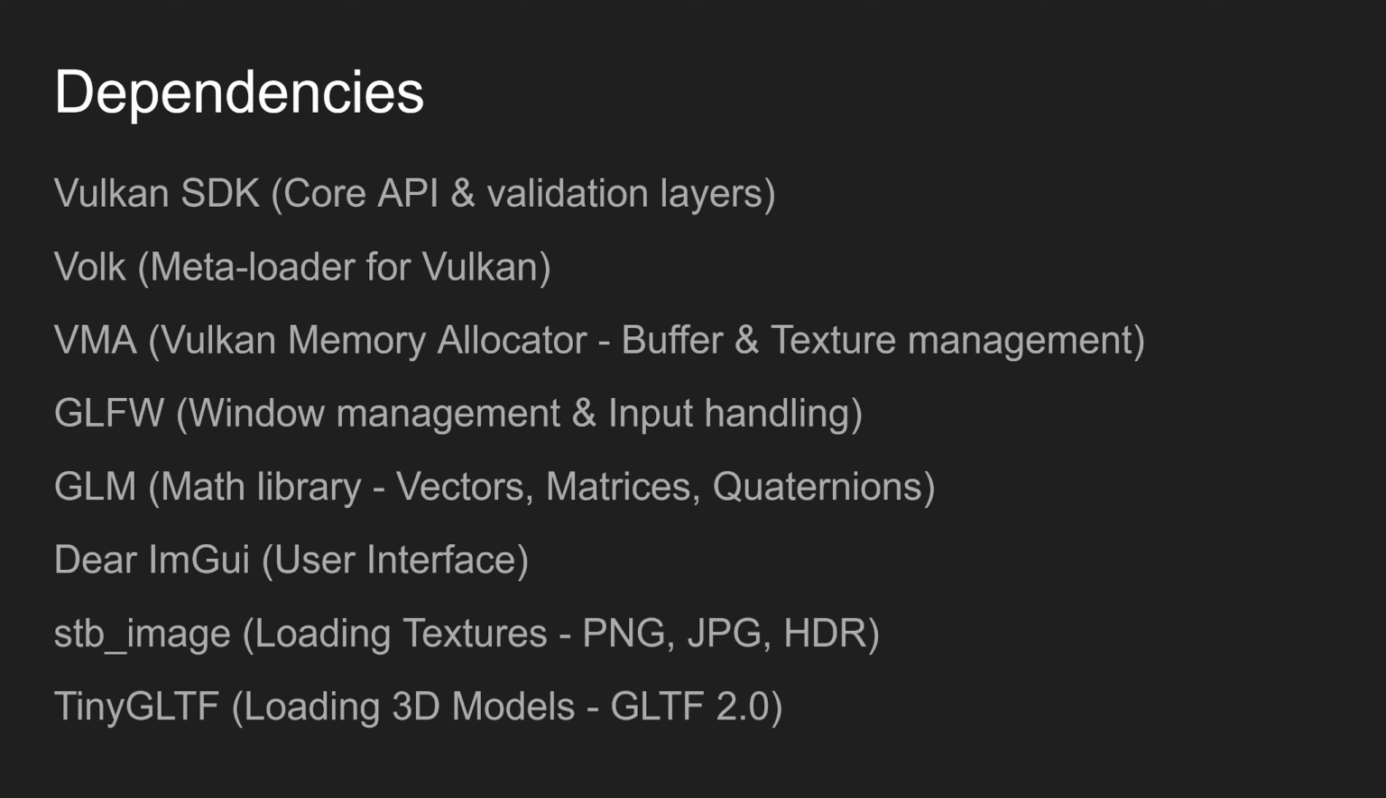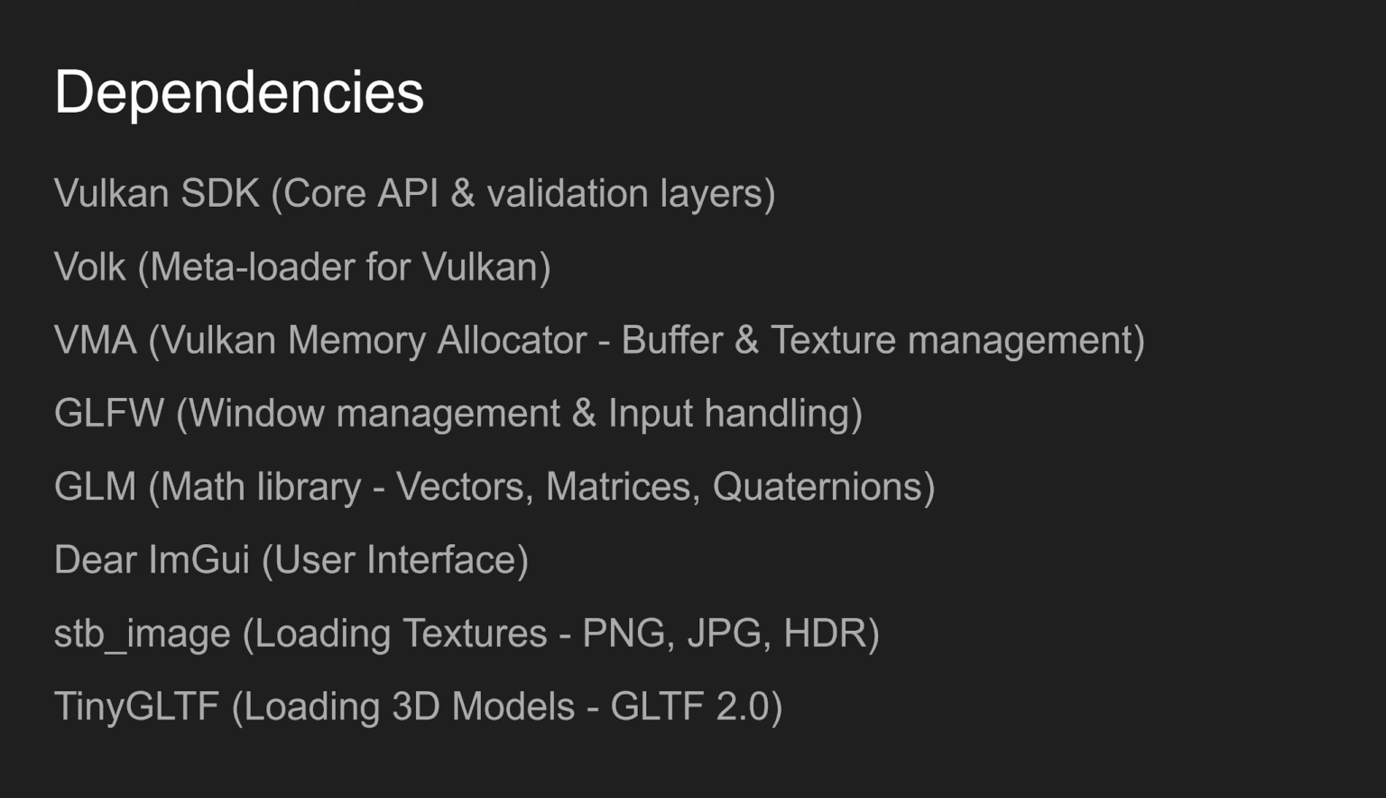So the dependencies I'm using to create VKEngine are obviously the Vulkan SDK with the validation layers, the Volk loader to load all of the extensions without having to use function pointers. I'm going to use the Vulkan Memory Allocator from AMD for buffer and texture management on the GPU. And I'm using GLFW for window management and input handling. I'm using GLM for the mathematics library, Dear ImGui for the UI, stb_image to load textures, so PNGs, JPEGs, and HDR files.